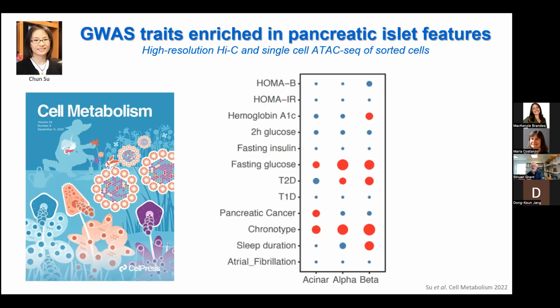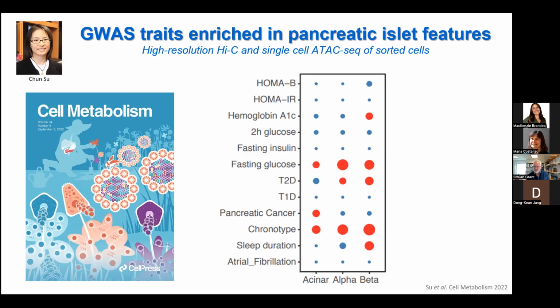And again, what I showed you with the hypothalamus, we could say, well, where is an enrichment? In this case, the red means it's significant. So if we look at the acinar, alpha and beta as outlined below, you can see where there's significance. So in the case of fasting glucose, we see an enrichment in our features for all 3 cell types. Whereas type 2 diabetes, we see it only for alpha and beta, which kind of squares with what is being seen in the field generally.